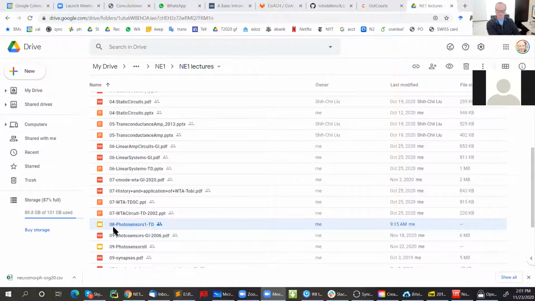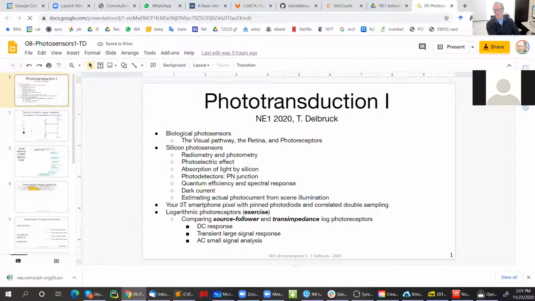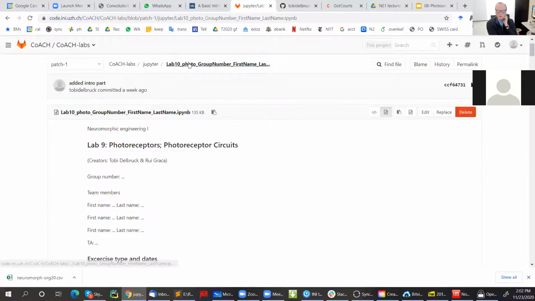The links to the 08 Photosensors 1 and 09 Photosensors 2 slides are already shared on OLED on our schedules page. And this week, the exercise you're going to do is actually a Python notebook, which is in our coach labs, lab 10 photo, group number, first name, lab 10 photo.